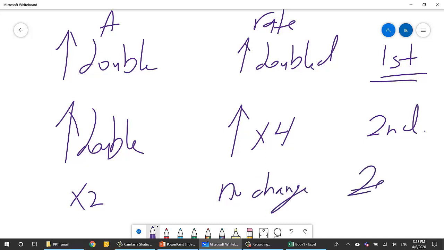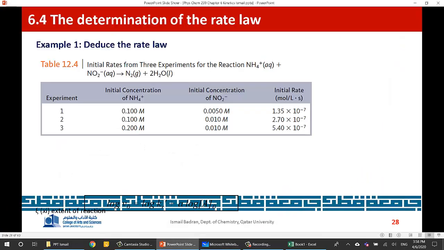That means this is 0 order, okay, and so on. So if you look at the tables here, in order to use the quick way, you can just fix one concentration and look at the other. So here I'm going to fix the concentration of the ammonium. So I'm going to look only at the first and second line. And here you can see that the concentration of the nitrite ion is doubling, 0.005 to 0.01. So this is doubling the concentration.